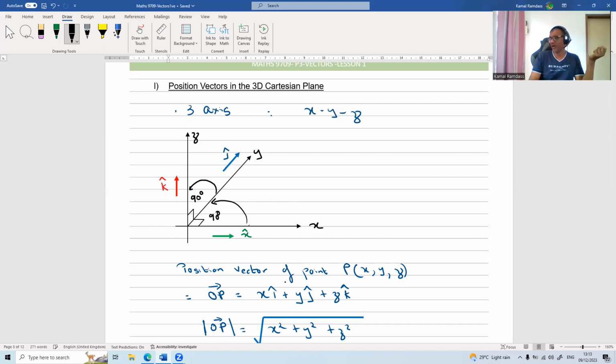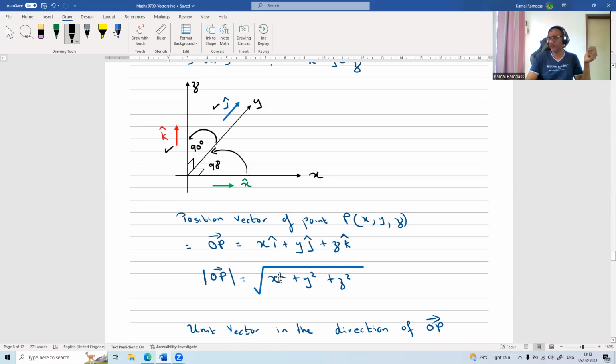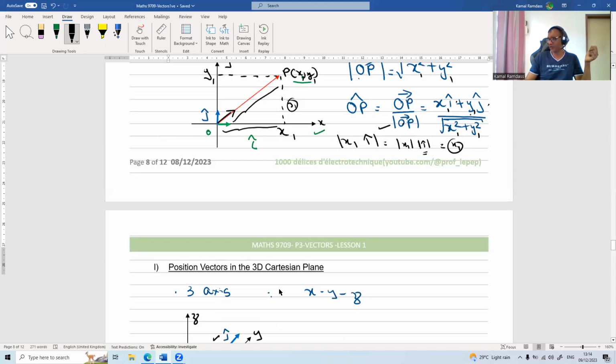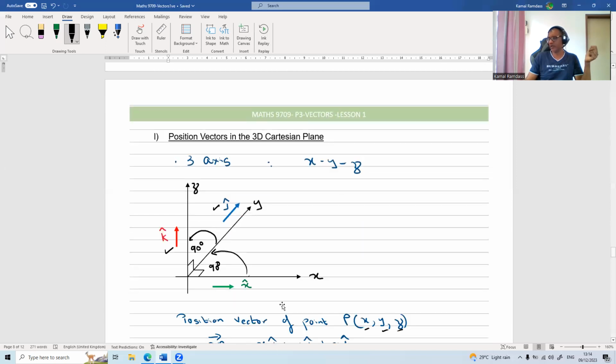Bon, ici maintenant x i roof, y j roof and z k roof. k is a unit vector along the z-axis. Position vector of the point P, x, y, z, c'est x i roof plus y j roof plus z k roof. And vecteur OP, c'est racine de x square plus y square plus z square. Ici, c'était x square plus y square. Ici, c'est x square plus y square plus z square.